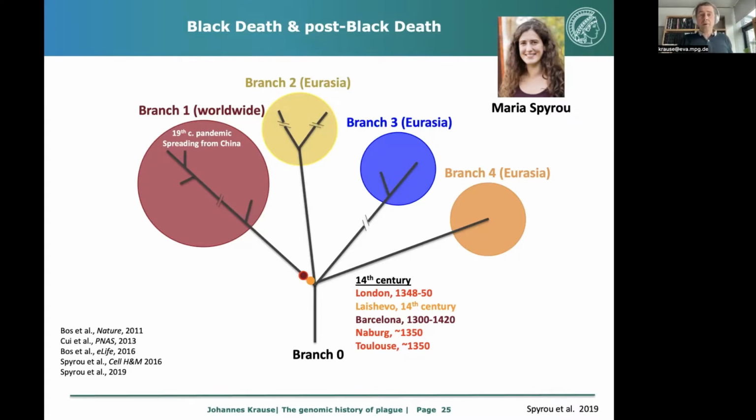Maria then also looked at the number of strains from the time after the Black Death. And the ones from the late 14th century are quite interesting because on this branch of the phylogeny, the family tree, they are slightly derived from the Black Death. And they're falling a bit like pearls on a string towards this branch one. And they're all in Europe.